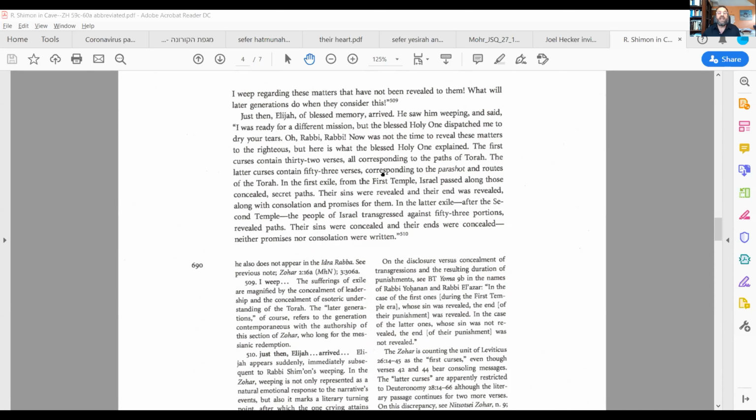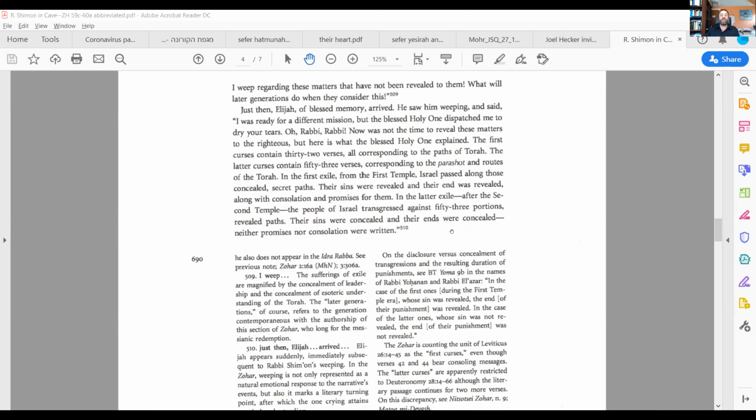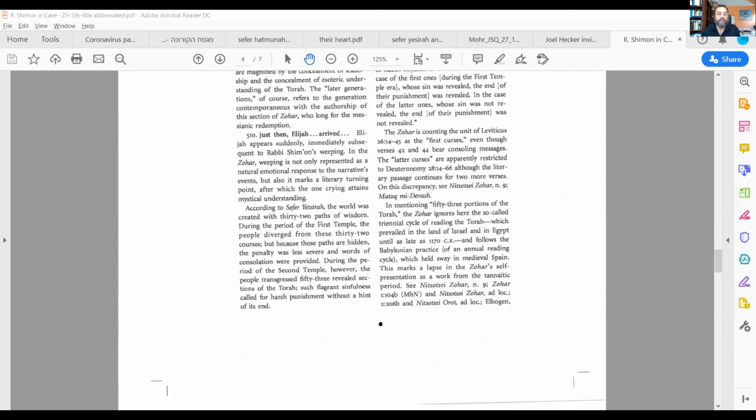The first verses contain 32 verses, all corresponding to the paths of Torah. The latter curses contain 53 verses, corresponding to the parashot and roots of the Torah. In the first exile from the first temple, Israel passed along those concealed secret paths. Their sins were revealed and their end was revealed, along with consolation and promises for them. In the latter exile, after the second temple, the people of Israel transgressed against 53 portions, revealed paths. Their sins were concealed and their ends were concealed. Neither promises nor consolations were written.